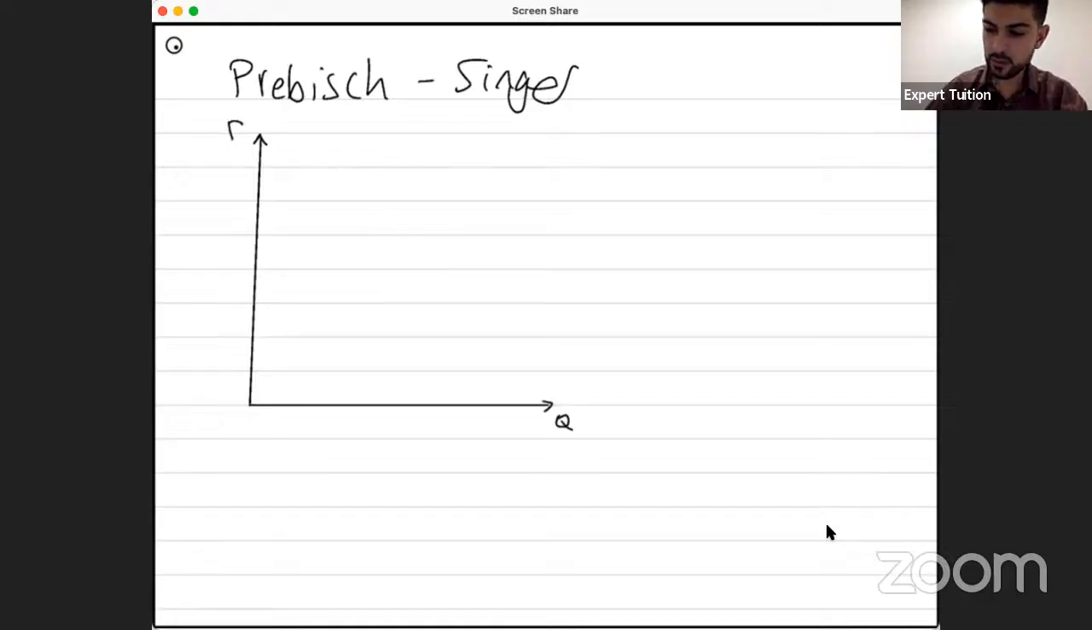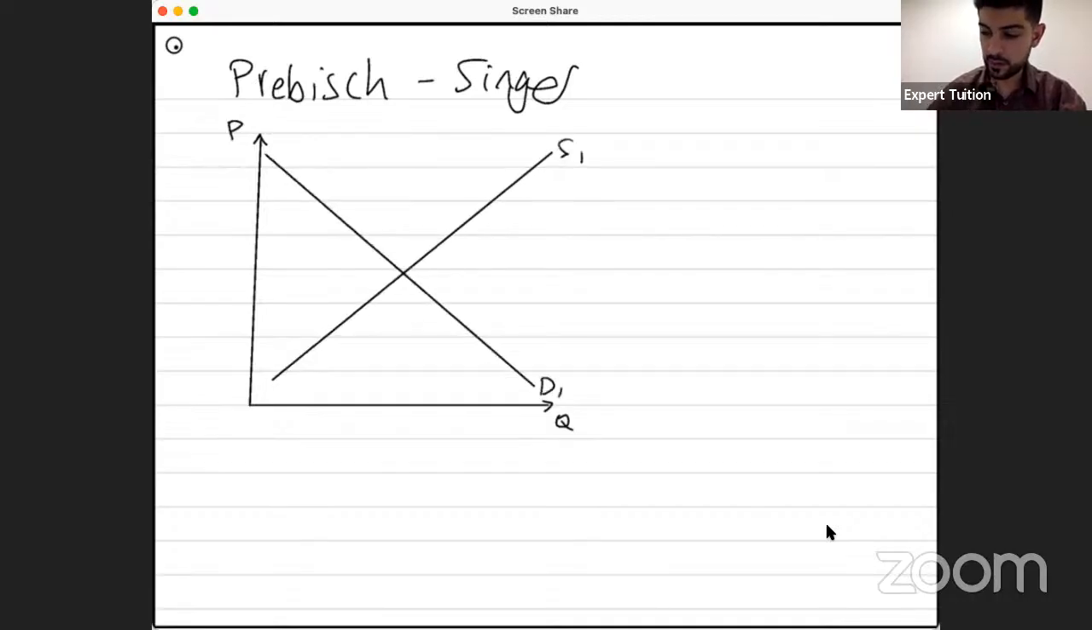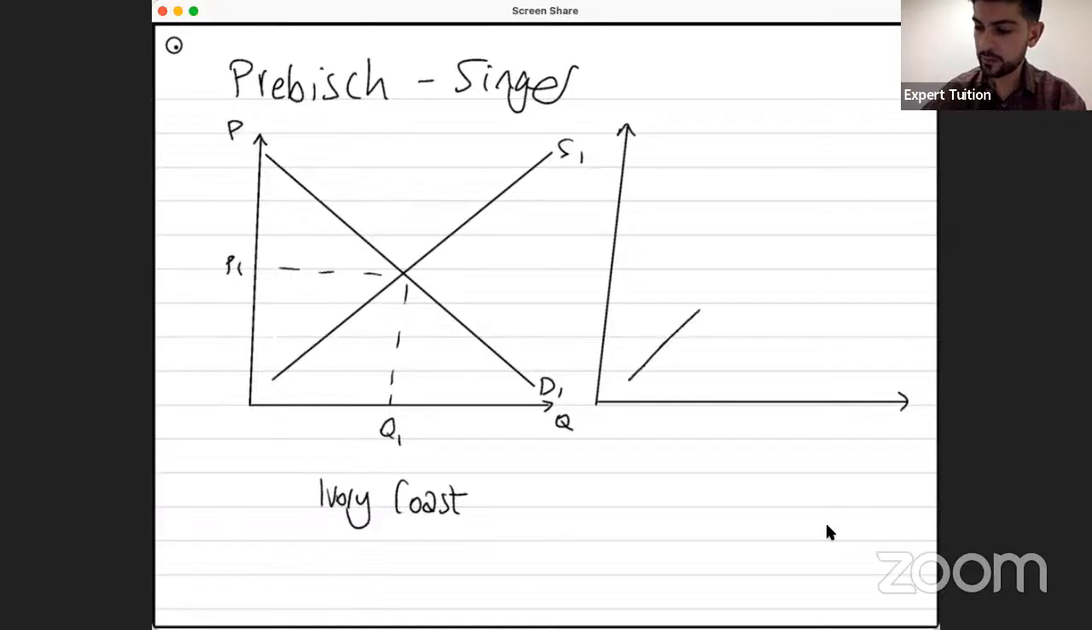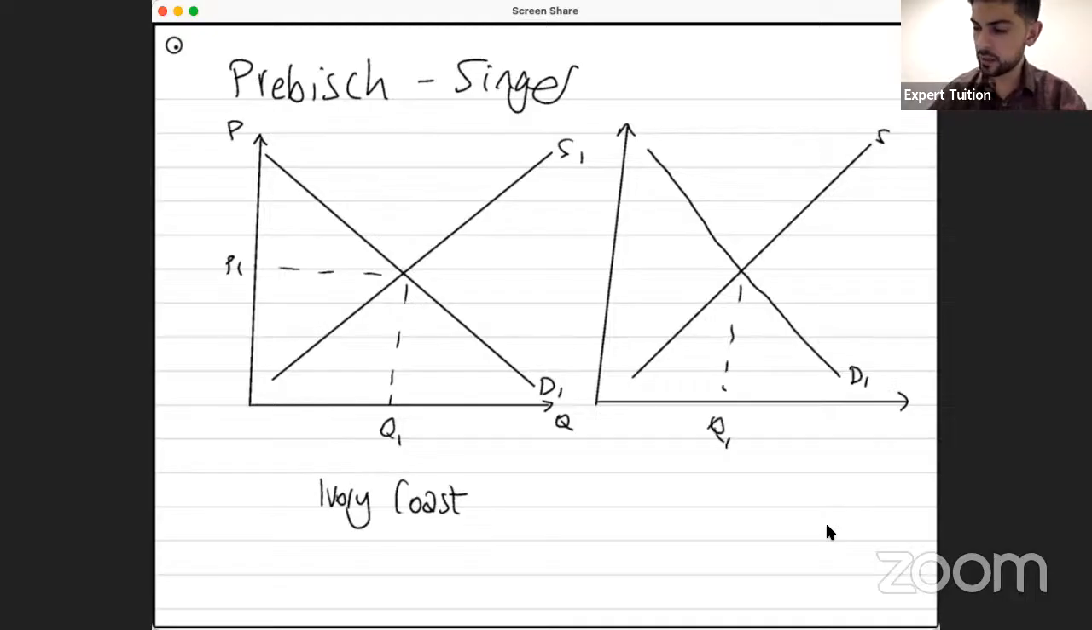So quantity, price, supply, demand, P1, P1. Okay, let's assume this is the Ivory Coast. So the Ivory Coast are exporting cocoa, yeah? And next to them, I'm going to draw a manufacturing country. So this one, right. D1, right, okay. So let's say, I don't know, let's say this is Germany or China, someone like that. Okay, I have aligned it, by the way, on purpose. Let's say China.